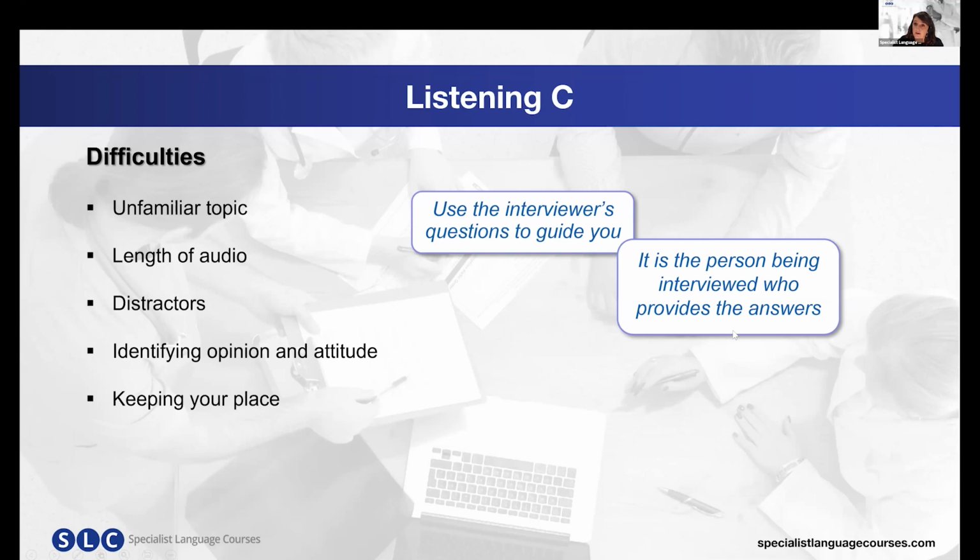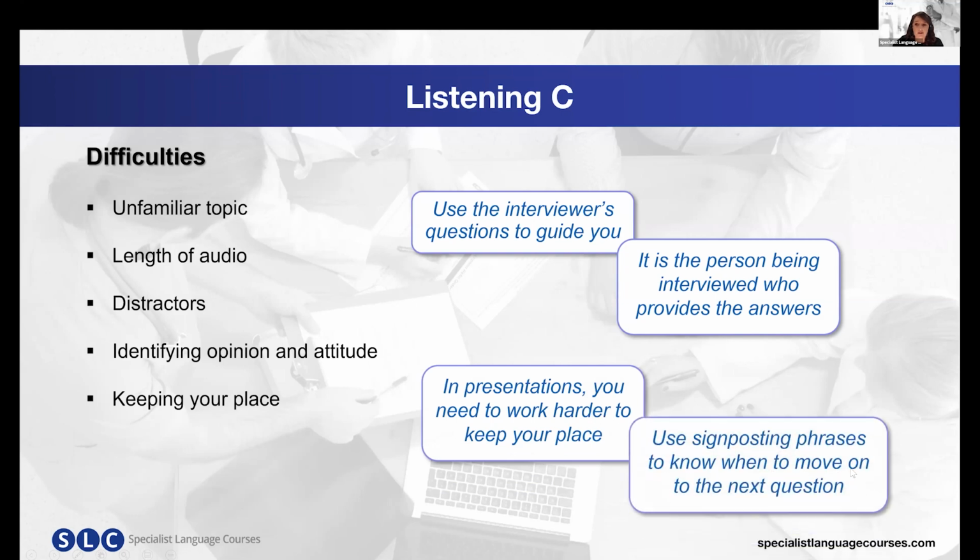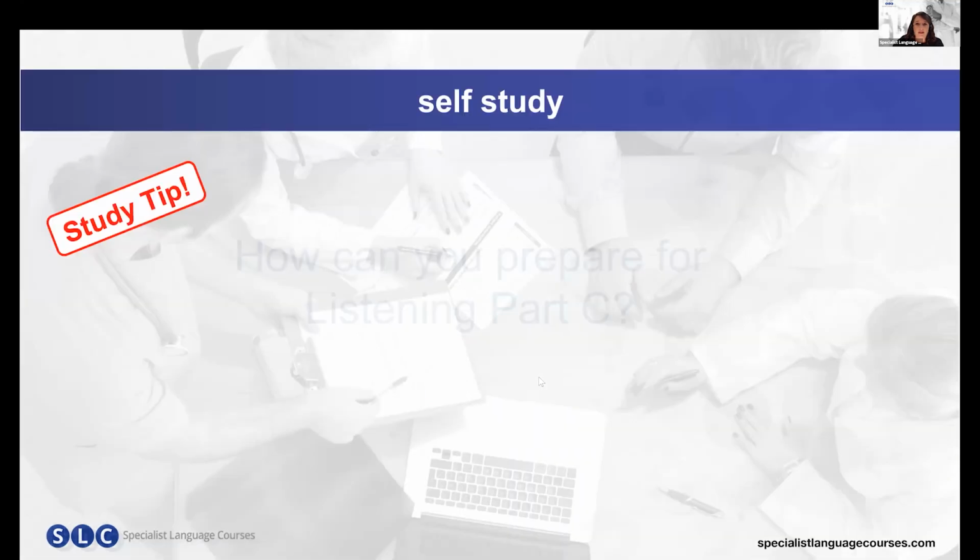Remember that the person being interviewed who's answering questions provides the answers. Presentations, you do need to work a bit harder to keep your place. So notice signposting phrases, pauses, and when the speaker moves on and when you know to move on to the next question.